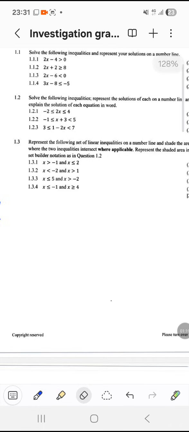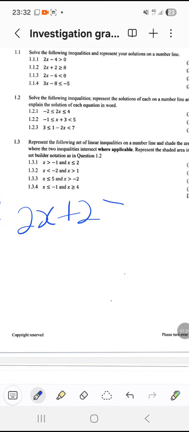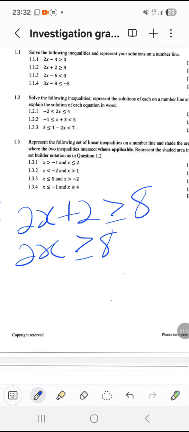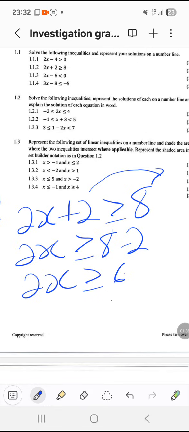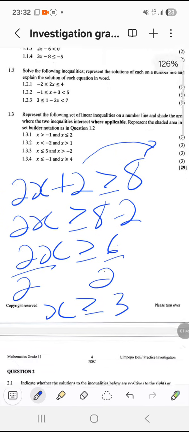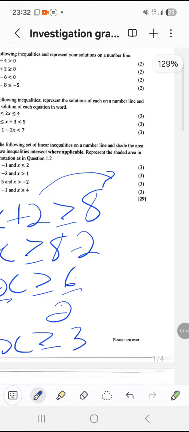1.1.2. We have 2x plus 2 greater than or equal to 8. So 2x greater or equal to 8, this 2 jumps, and then we have minus 2. 2x greater or equal to 6. Divide by 2 both sides. So our x is greater than what? Than 3. How do we represent this on the number line?